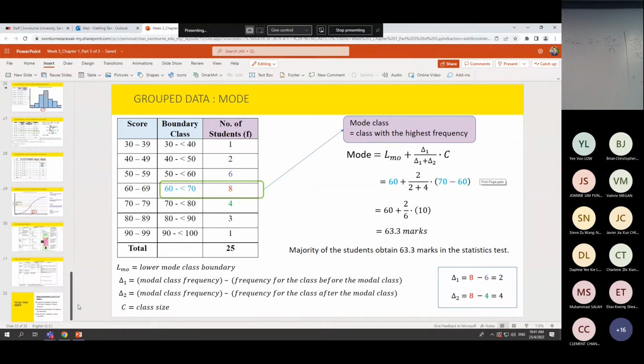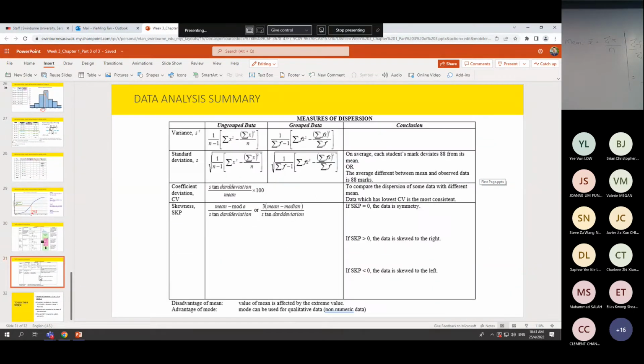So some students may ask, then how about other measurements? Like, for instance, CV and skewness. For CV and skewness, whether it's grouped data or ungrouped data, you still have to calculate the standard deviation and mean in order to get the CV or the skewness.